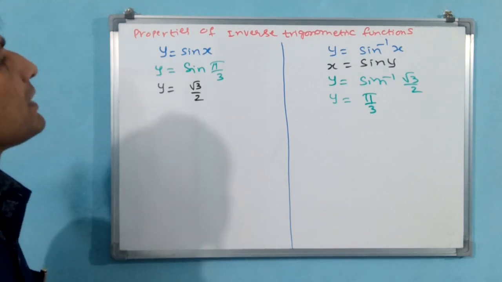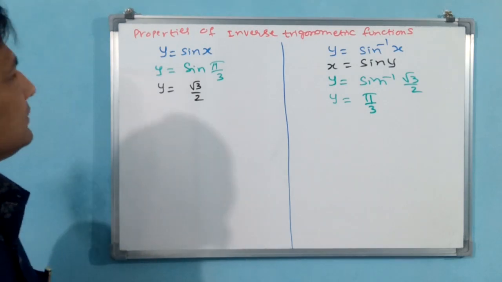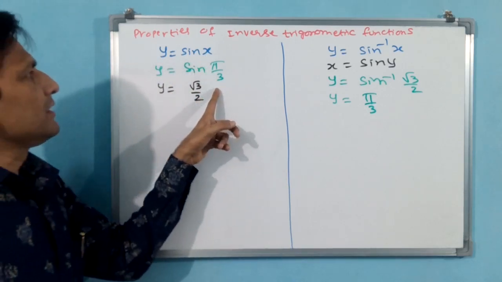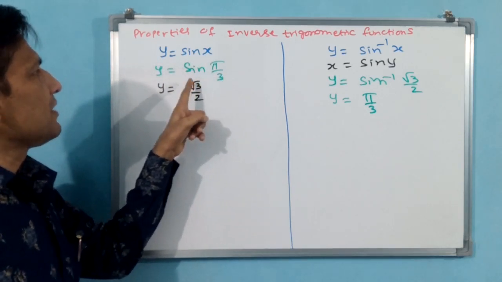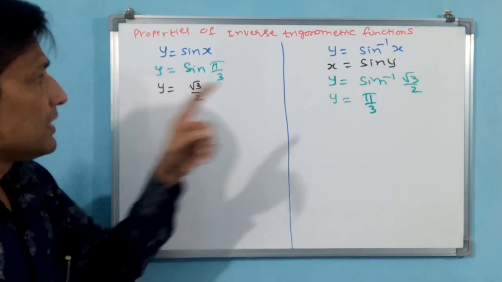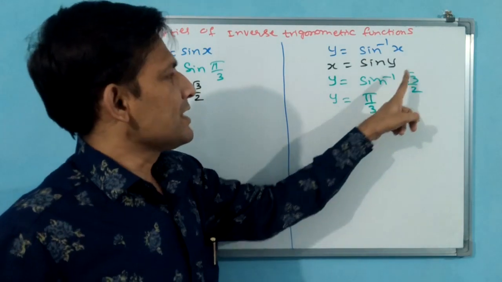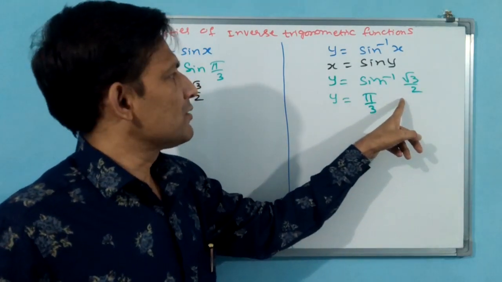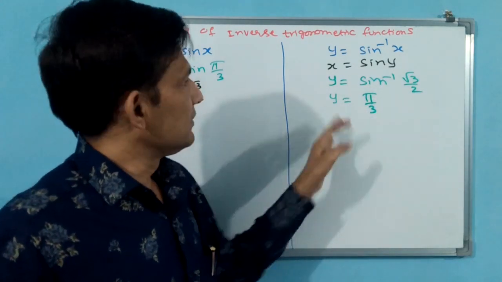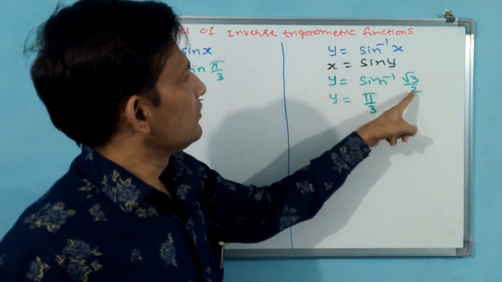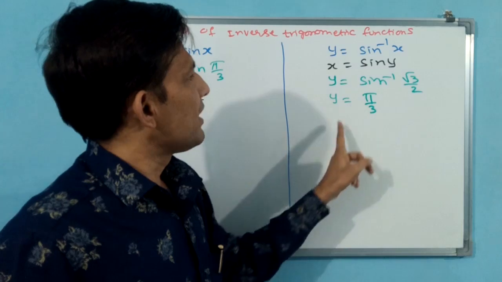You understand? By this analogy, y is equal to sin x means x you have given pi by 3, 60 degrees, sin pi by 3 will be root 3 by 2. Here y is equal to sin inverse x, but you have given root 3 by 2. Sin inverse root 3 by 2 means what? Sin inverse root 3 by 2 means pi by 3. How have you come to this? You see, x is equal to root 3 by 2 is equal to sin y.